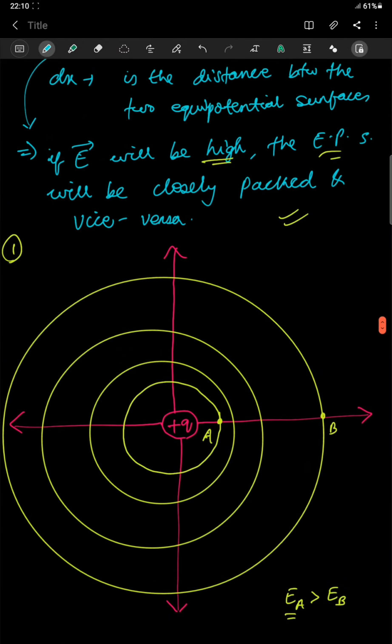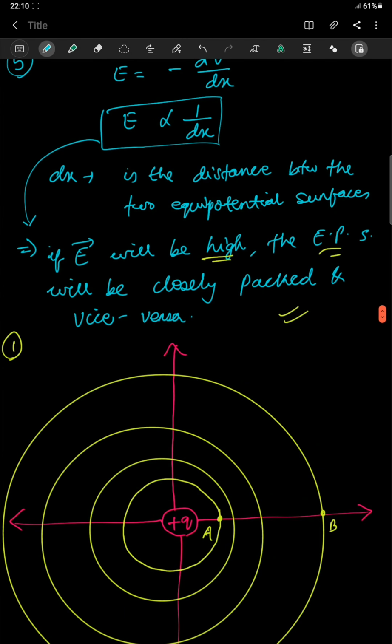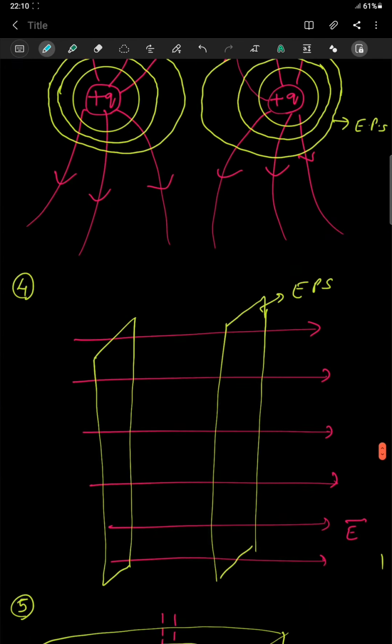So this is it for today's class. We have started with the relationship between electric field and potential difference. We have studied about equipotential surfaces.